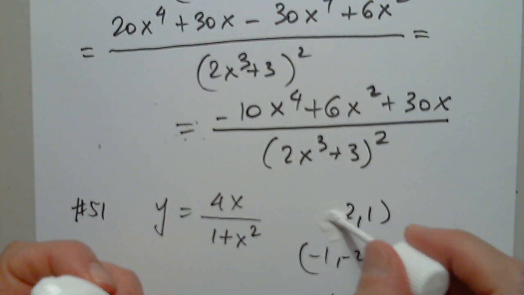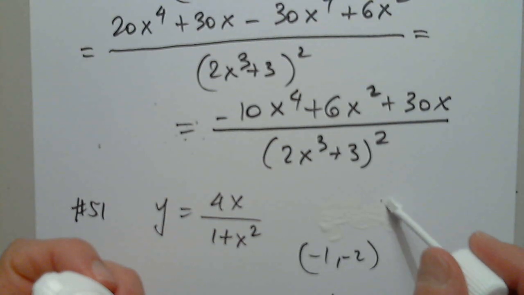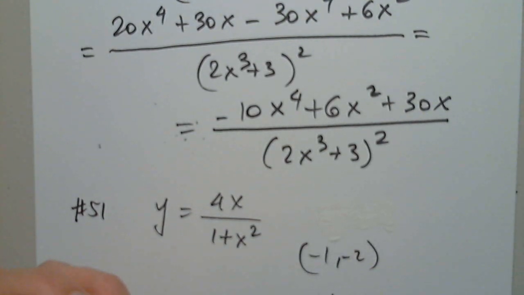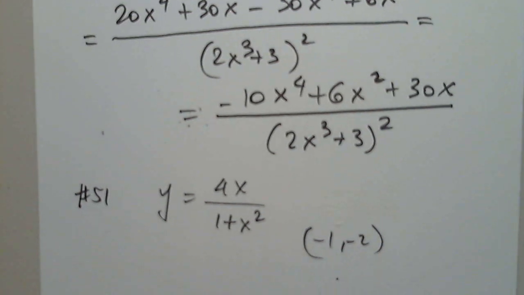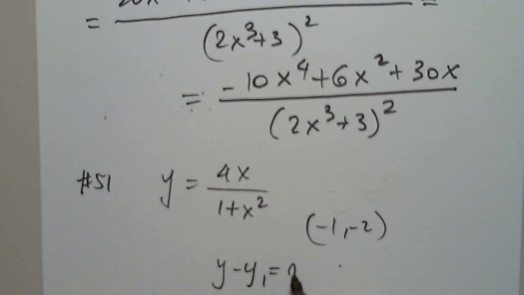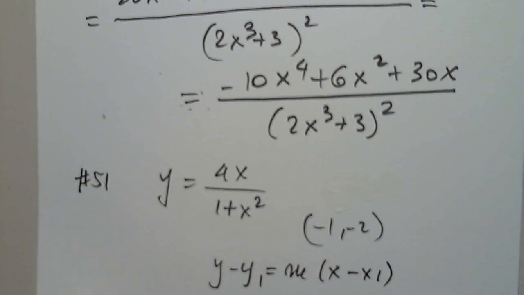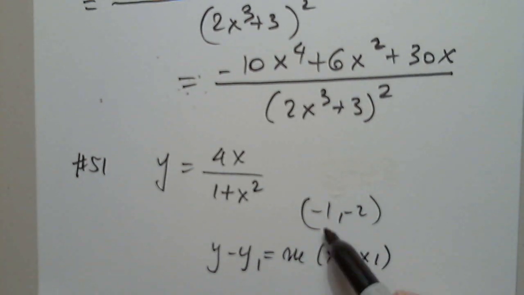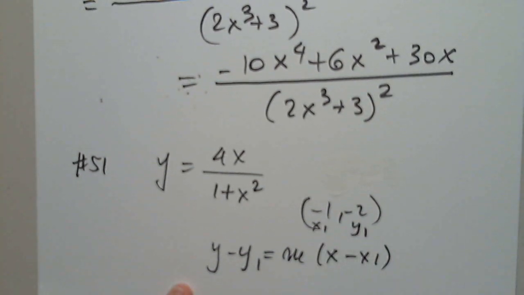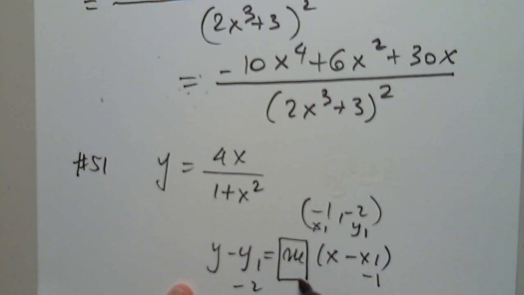So, in order to find the equation of the tangent, we need to use the equation y minus y1 equals the slope times x minus x1. So I do have x1, y1. So this is -1 and -2. But this is what I don't have. How do I determine the slope?